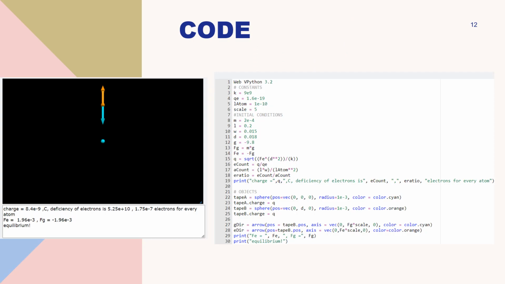Now to look at the GlowScript model. I defined all of the constants used in the equations already discussed. The code then prints out the charge, deficiency of electrons, and ratio. And then two spheres are modeled, with the orange one being tape B, the blue one being tape A, and two arrows, with the blue one being force of gravity and the orange one being electric force. Lastly, the code prints out that the electric force and force of gravity are indeed equal.